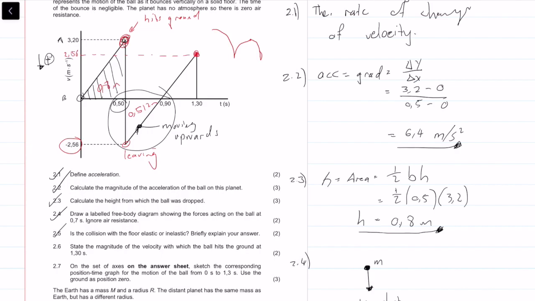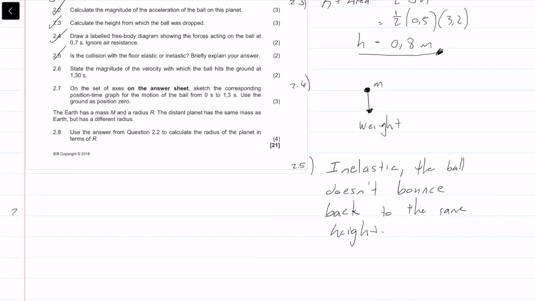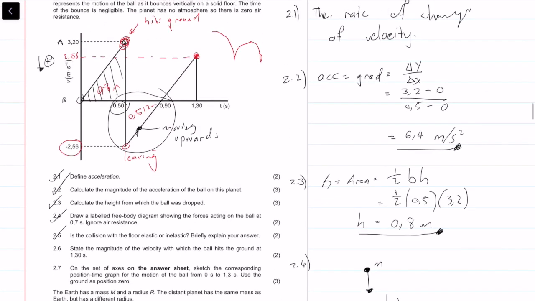So we can write the answer for question 2.6 as 2.56 meters per second. Okay, so there we go. So this was when it left, and then when it hits the floor again, it's going to have the exact same velocity as which it left, because it's a body in free fall.